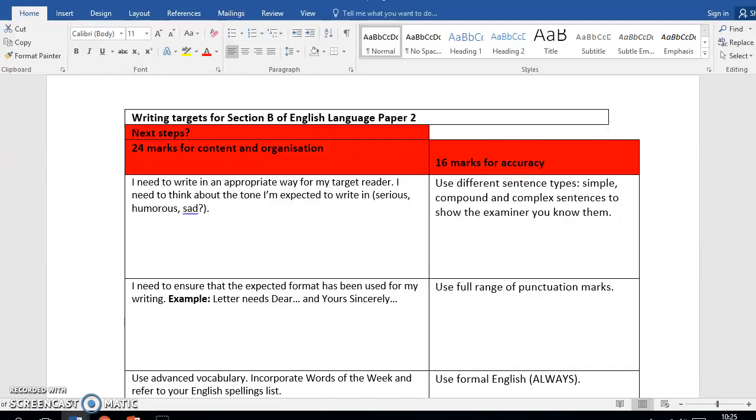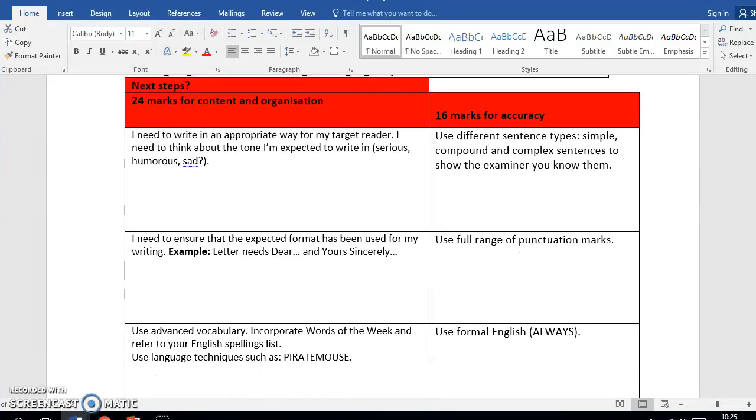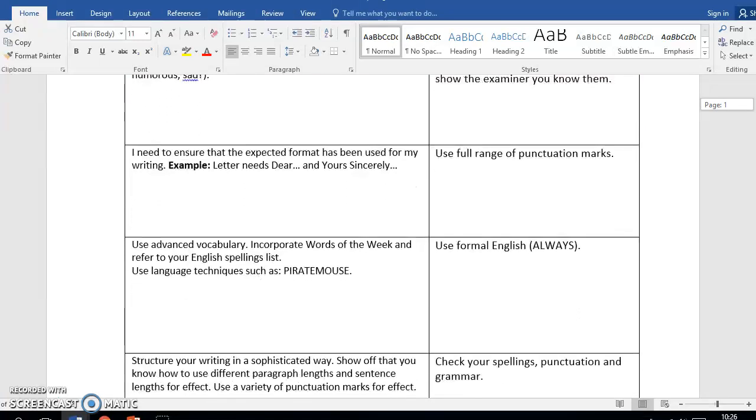So I'd like you to ask yourself this question. Are you actually thinking about your target reader when you're writing? Are you writing in the relevant tone? So, I need to write in an appropriate way for my target reader. I need to think about the tone I'm expected to write in. Are you expected to write in a serious or a humorous tone or a sad tone? You need to think about the tone of your writing because it needs, after all, to sound convincing.